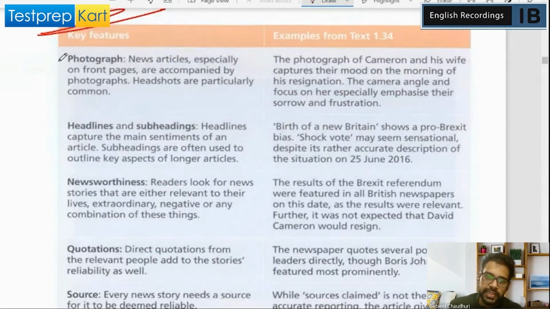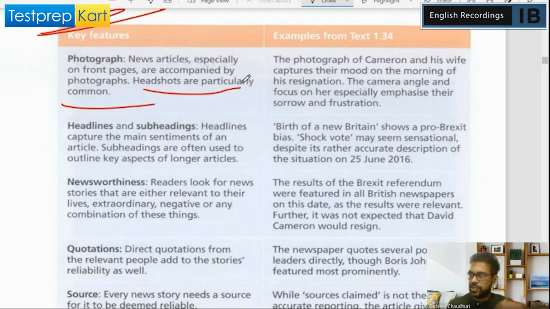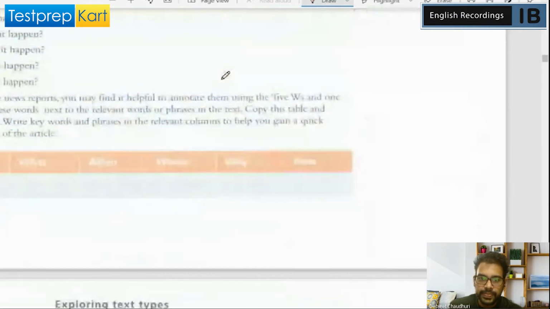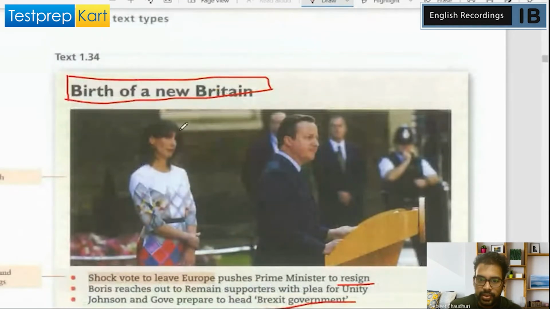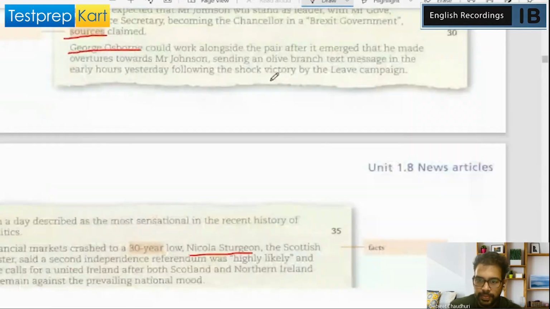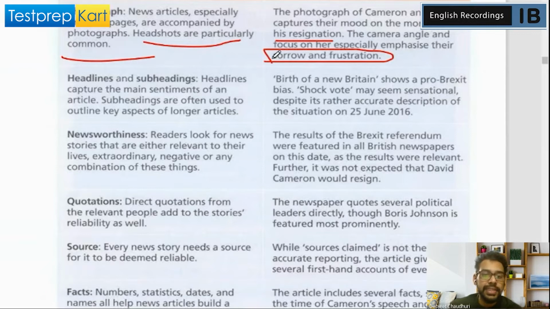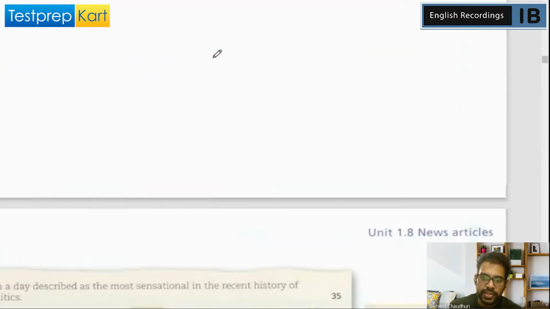So first, you see the photograph used, analyze it. News articles, especially on front pages, are accompanied by photographs. Headshots are primarily common. Headshots means pictures of the head. The photograph of Cameron and his wife captures their mood on the morning of his resignation. So this is him resigning. She's unhappy. He's also very pensive. The camera angle and the focus on her especially emphasizes sorrow and frustration. Her expression is more clear and easier to understand. So they've kind of focused on her, if you see.